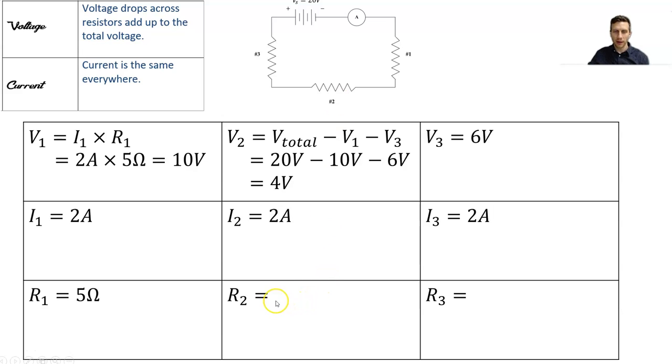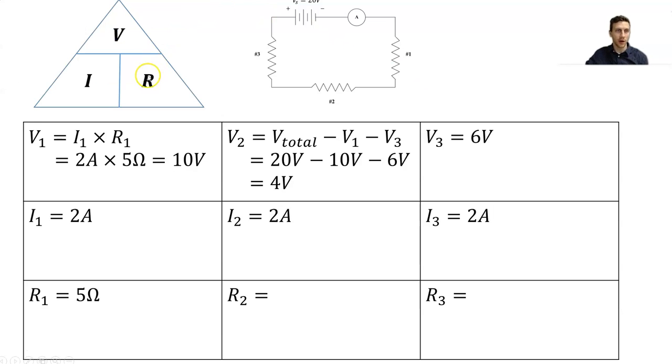Okay, and now we only have R2 and R3 to solve for. How can we do that? Well, R is equal to V over I. The only way to find resistance is V divided by I. So R2 is equal to V divided by I, and we have those values, right? We have V2 and we have I2. So resistance, you're always going to have to do that. This will be V3 over I3. If we didn't know R1, we'd have to do V1 divided by I1.